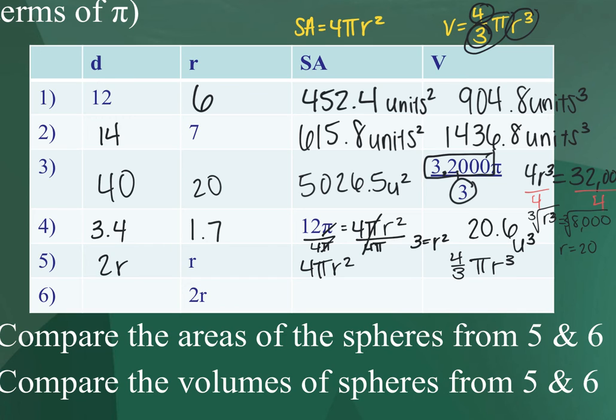Now, let's say our radius was 2r. R was a bad variable to use, okay? You could think about it as x. Our diameter would be what? 4r. And our surface area would be 4 pi times 2r squared.